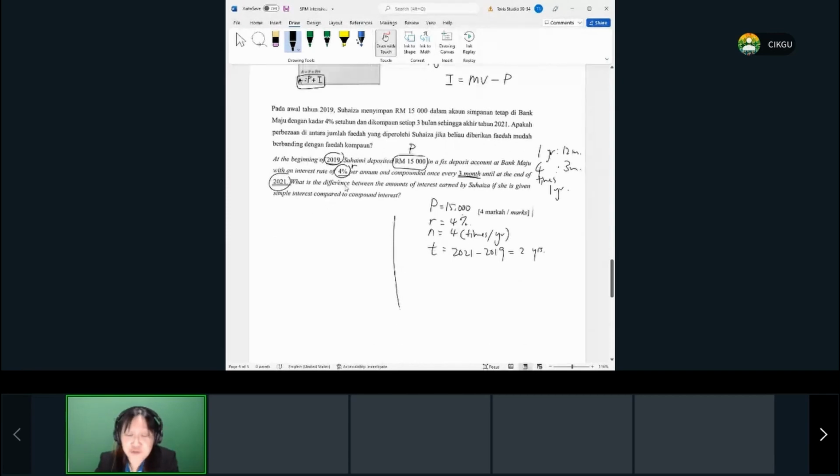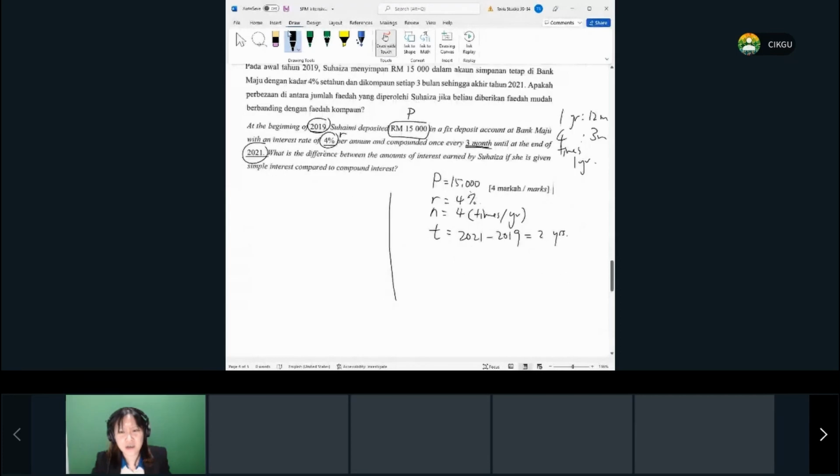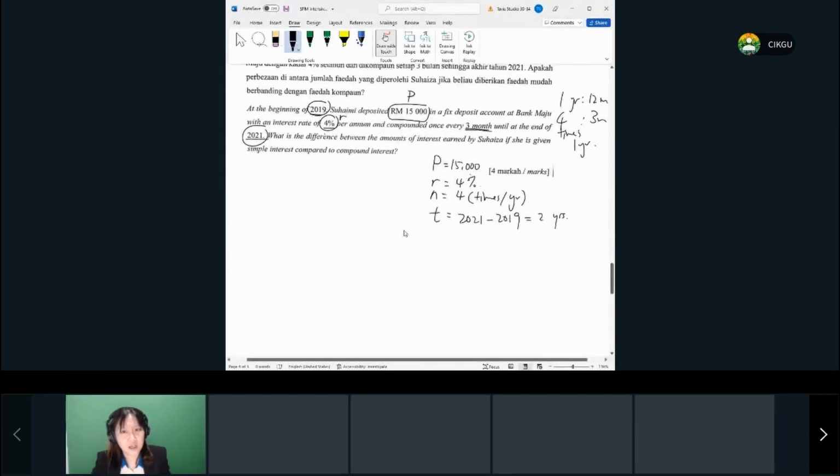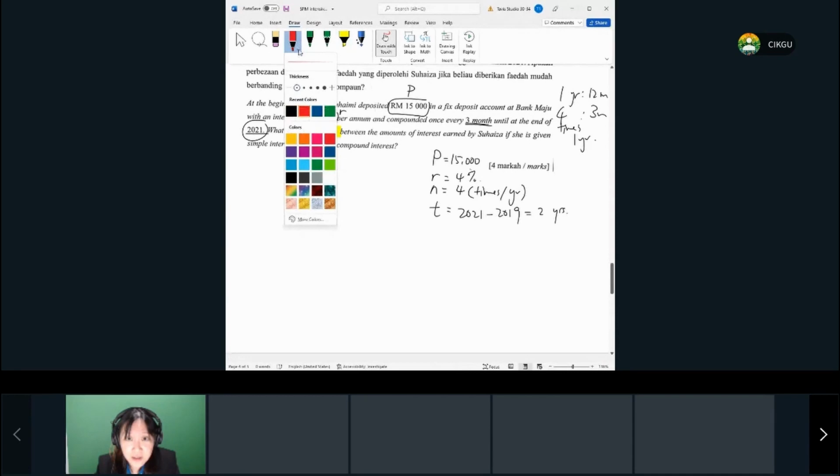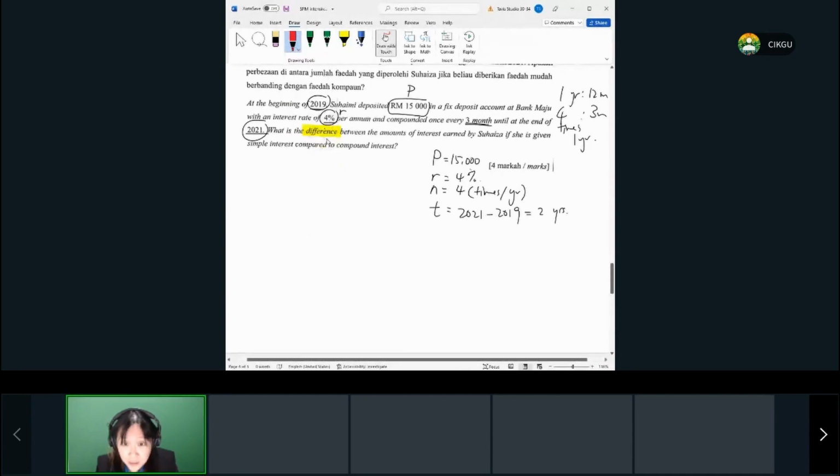All right, what do they want? Find the difference. For those who joined my class on Friday, I did mention, when you see this word difference, what do you want to find? I hope you guys can tell me. Difference means minus.